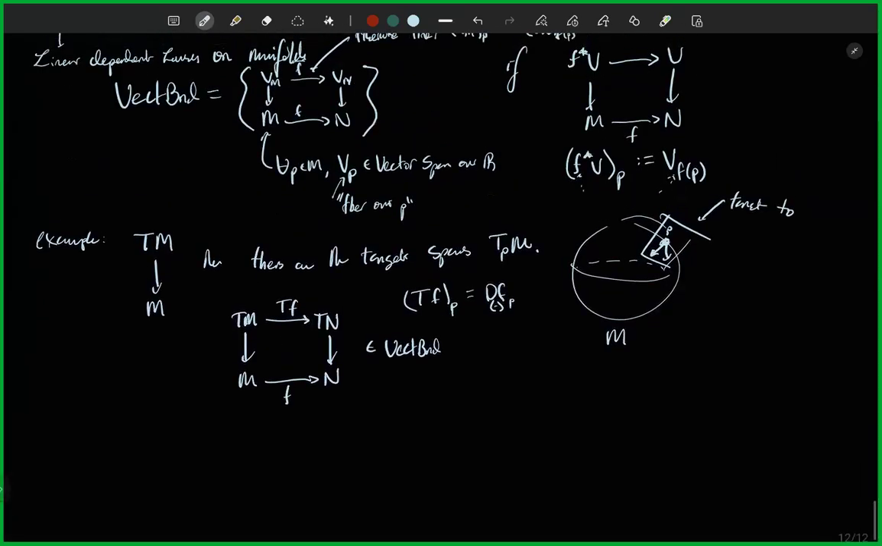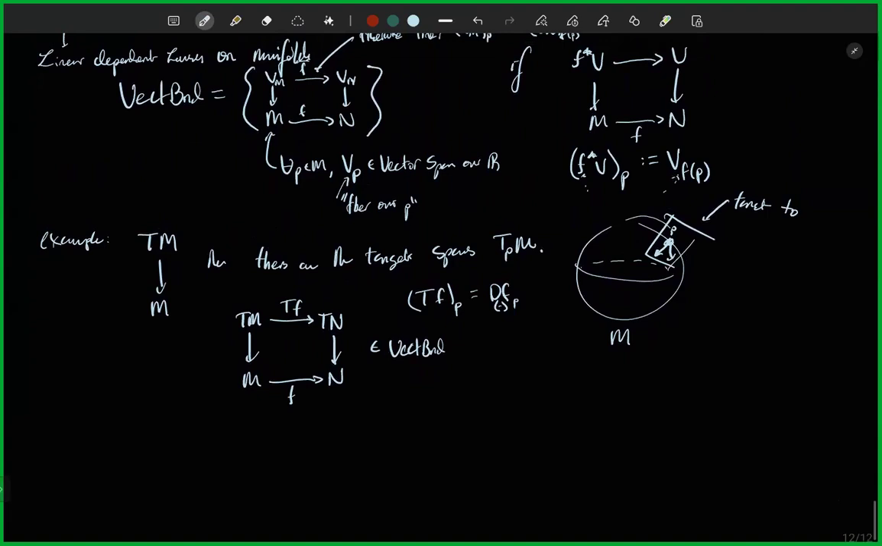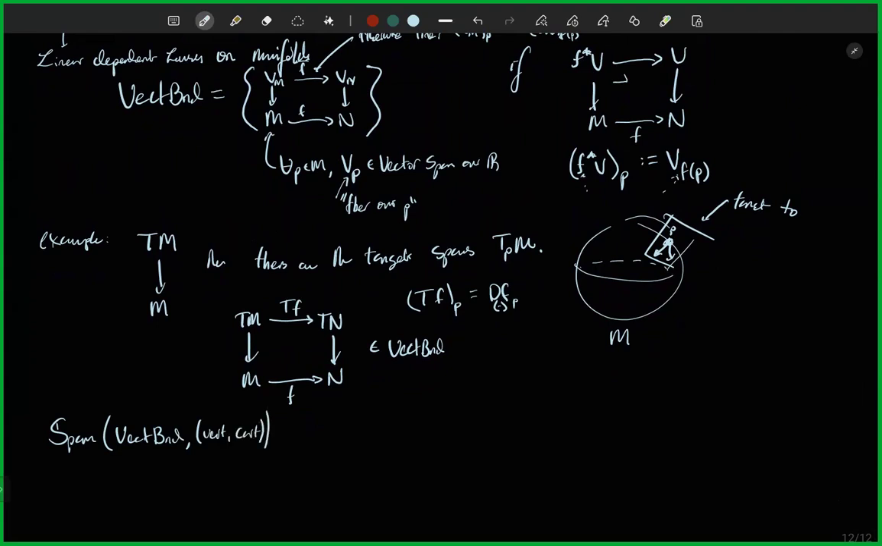So, okay. Now we note that we have this pullback. So we can say that we have this pullback up here. So we can take span vector bundle, vert cart, and that we will take to be our definition of lenses. Lenses of vector bundles, say.